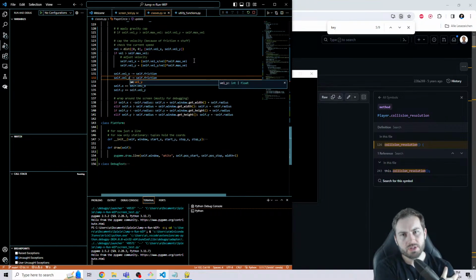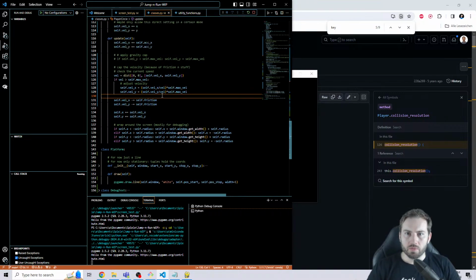And this is of course then not super fair for the diagonal movements. But I guess that's okay. Let's see.